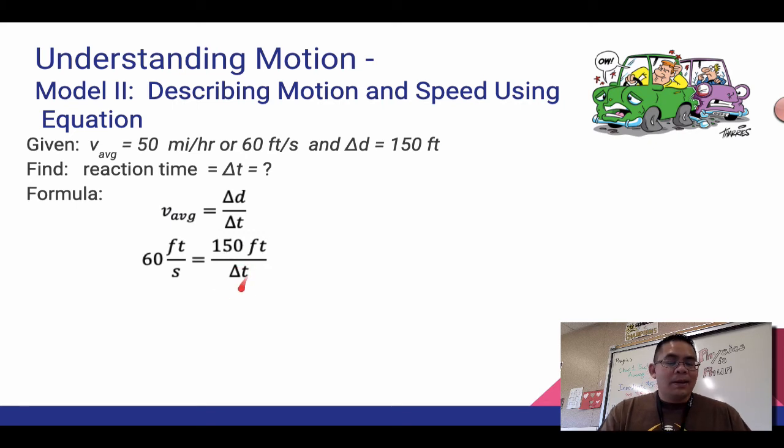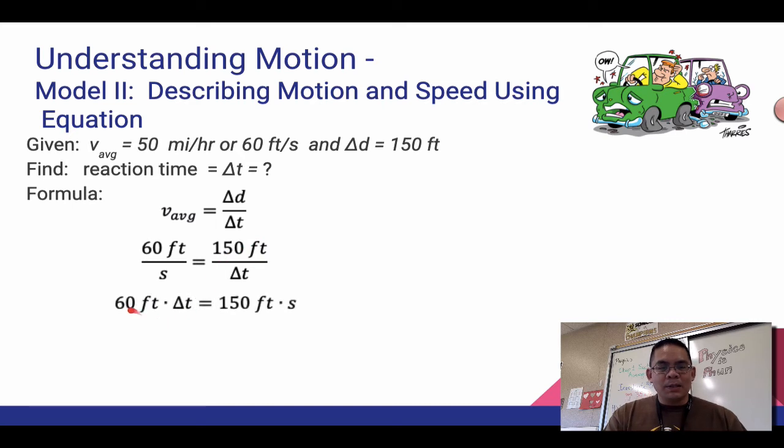So how do I solve for a variable that's in the denominator? In algebra, typically what you do is you set these up as two fractions on both sides. Let me rearrange it. The 60 is on top, seconds on the bottom, and I can cross multiply here. If I cross multiply, I get the 60 feet with the delta T, and the 1 second down below with the 150. You can see the cross multiplication happening here. And of course, now I have my variable out of the denominator.